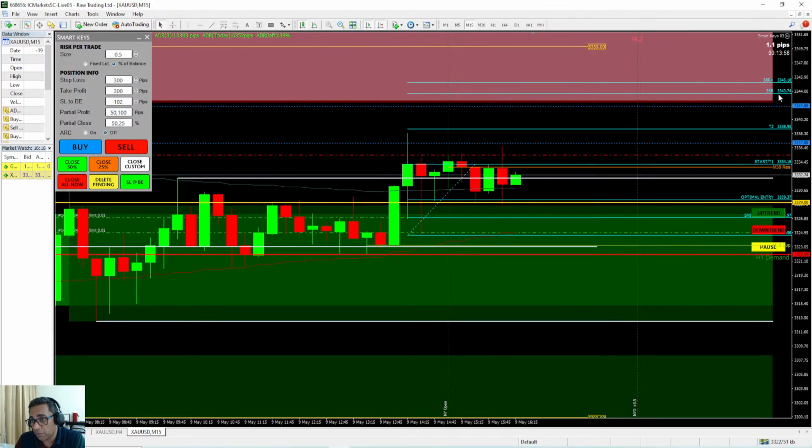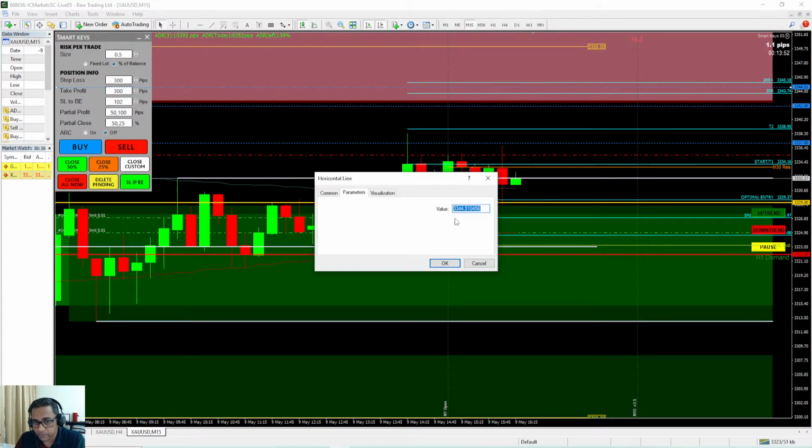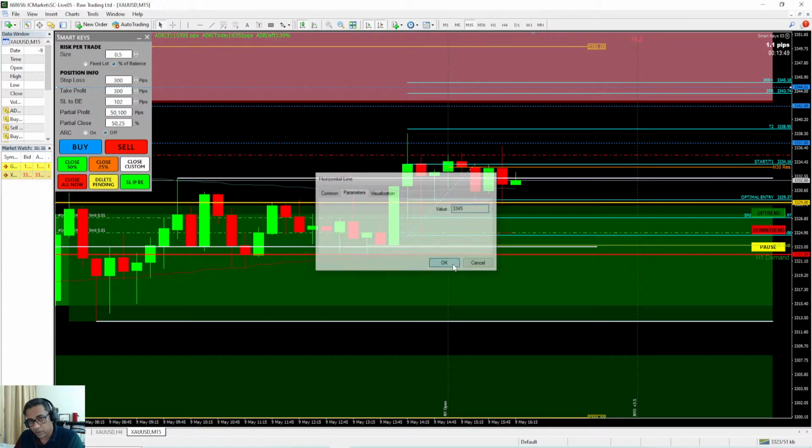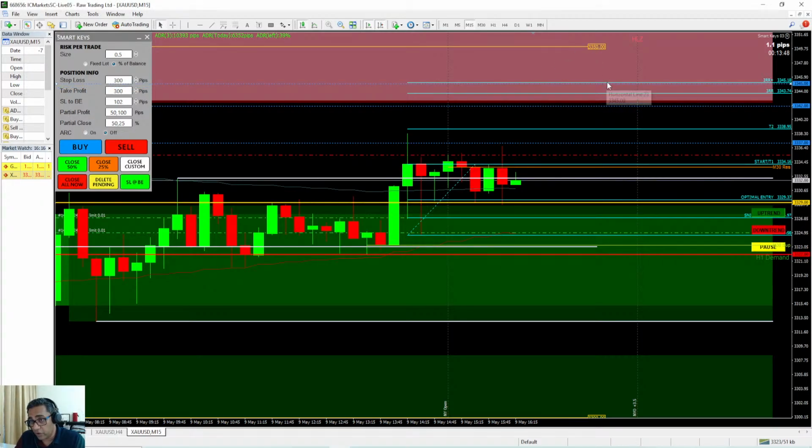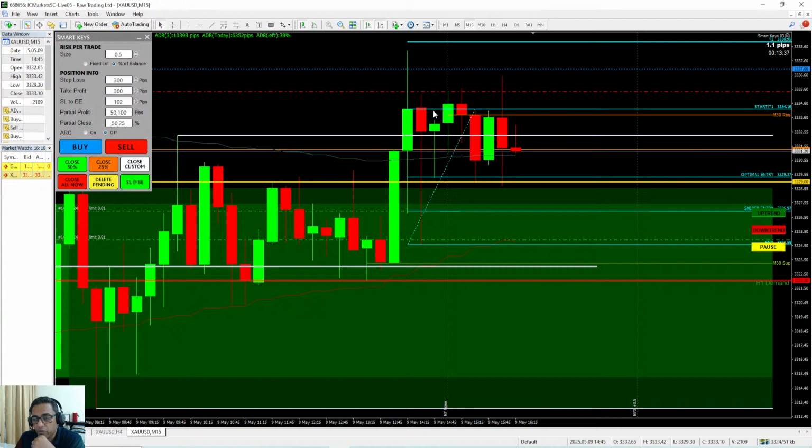If there is volume, maybe 3345, and then even to 3350 if there is volume. It all depends if there's going to be volume in the next 30 minutes to an hour or not. Otherwise, we're just going to range here, just like yesterday and the day before.